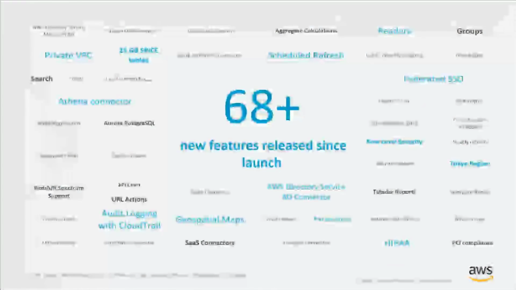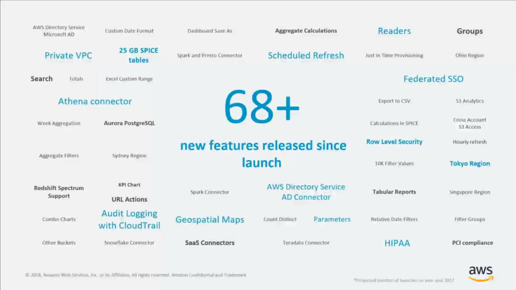So QuickSight's been out in the market for about 19 months, and in that time, again, as a SaaS application, we constantly are iterating on QuickSight and adding new functionality and features. So since launch, we've added over 68 features, which is almost a feature a week. And again, there's no software to update, no servers to update, no migrations to different versions, etc. As we add new features, they just show up inside of the application, and we let you know that new feature is available, and you can start using it the day that it's released.